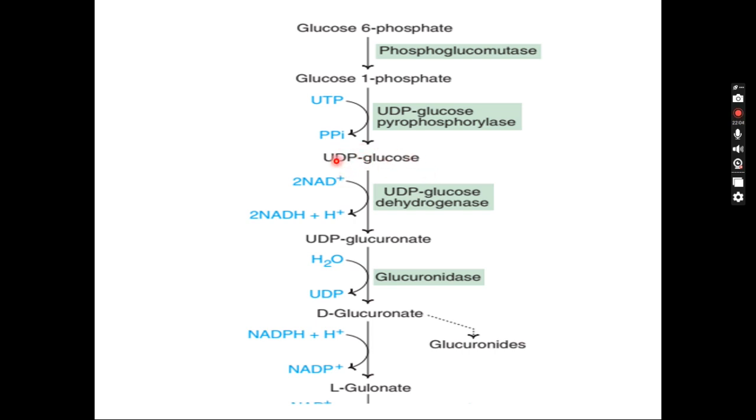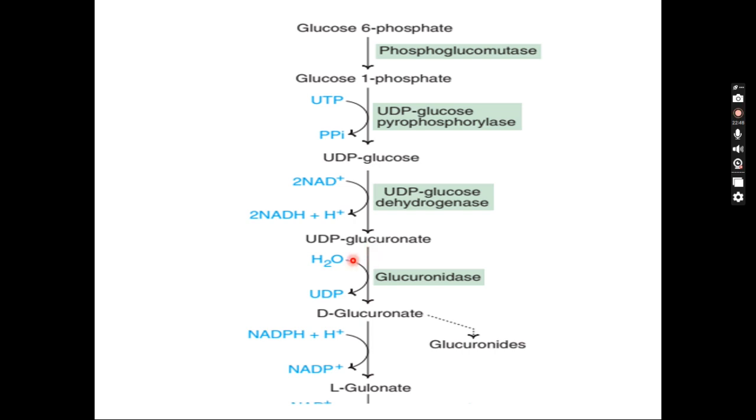So I'm on this pathway on this diagram. I ended on this UDP glucose, which has this UDP attached to it. This UDP glucose will be oxidized by the enzyme UDP glucose dehydrogenase, in the presence of NAD as the cofactor, with the production of hydrogen and also 2 NADH. What will be released is the UDP glucuronate. That's a product that we are going to have.